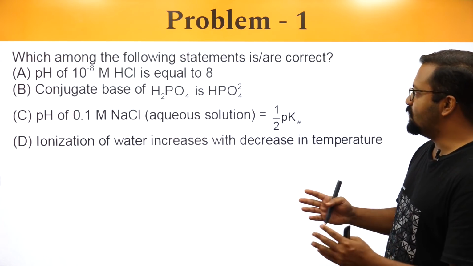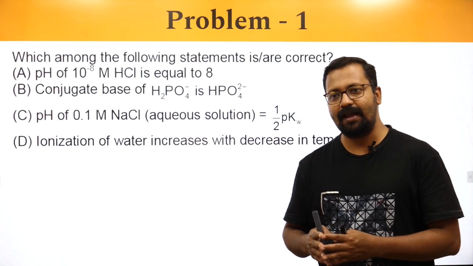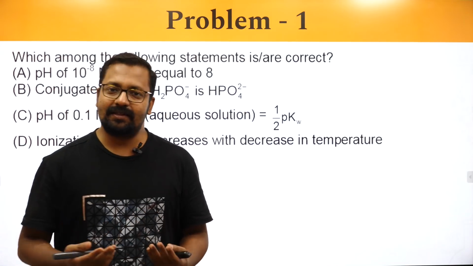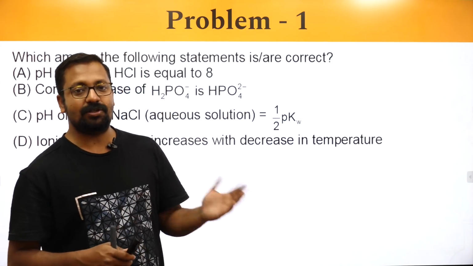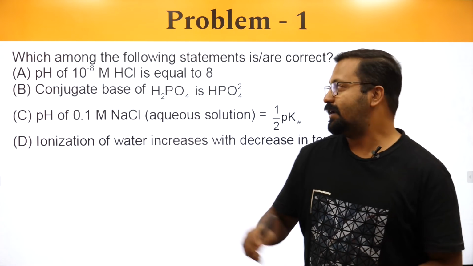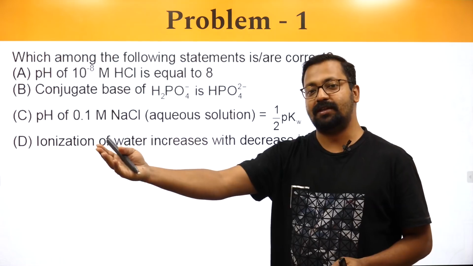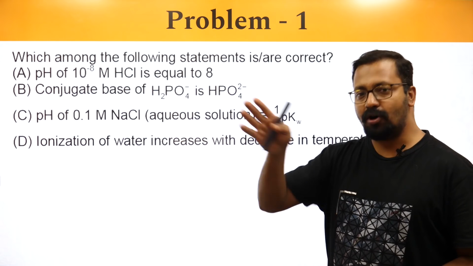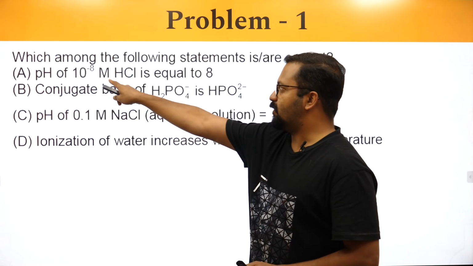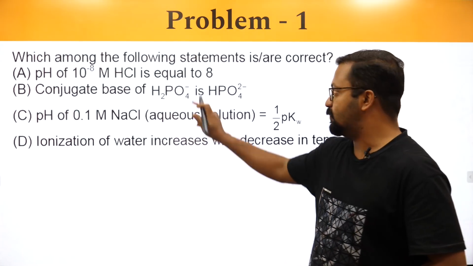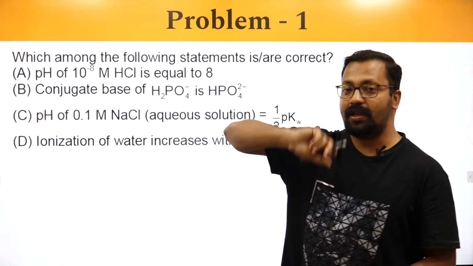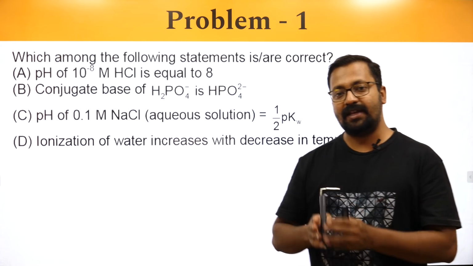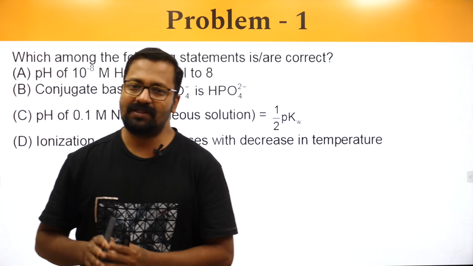Which of the following statements is or are correct? The pH of 10 raised to minus 8 molar HCl is 8, which is obviously incorrect, because I have already discussed this in one of my earlier sessions. Also, you know this thing, guys, that an acid cannot be diluted to such an extent that it becomes a base. An acid range is 0 to 7, and you're diluting it to 10 raised to minus 8 molar, that's extreme dilution. That is not possible. When you account for the amount of H plus that comes from water, the pH turns out to be somewhere close to 6.9.